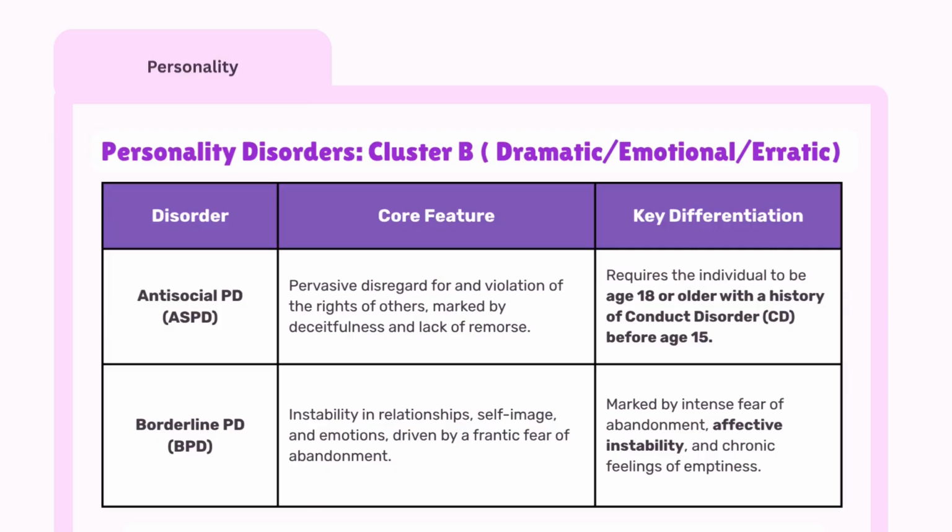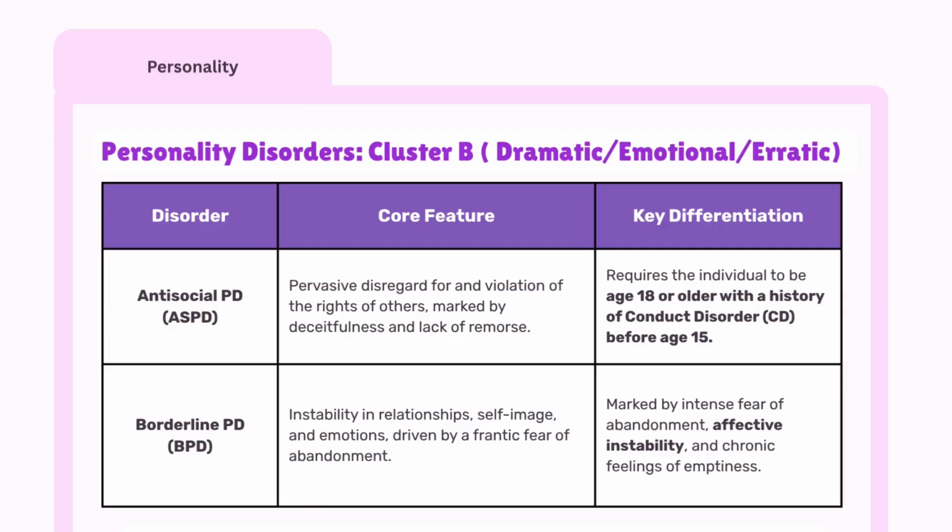The next disorder is borderline PD. This is instability in relationships, self-image, emotions, and marked impulsivity, which is driven by a frantic fear of abandonment. For example, a woman idealizes her new partner after one date, but then violently rages and threatens to self-harm when the partner is late for a meeting.